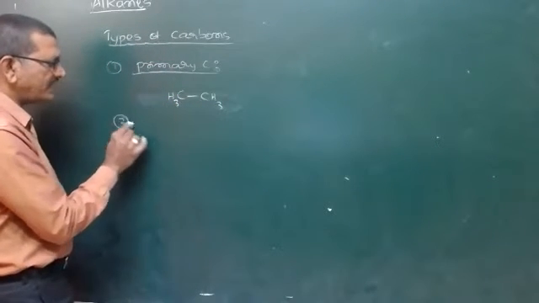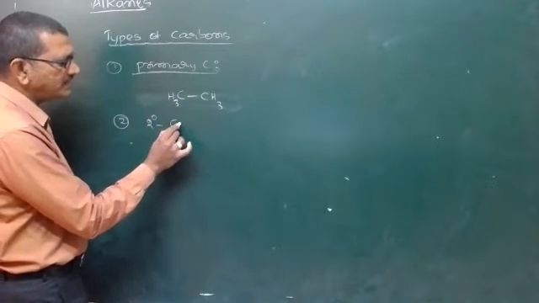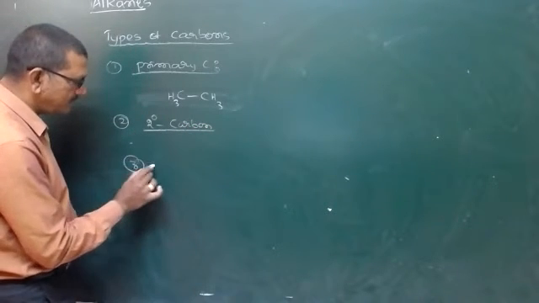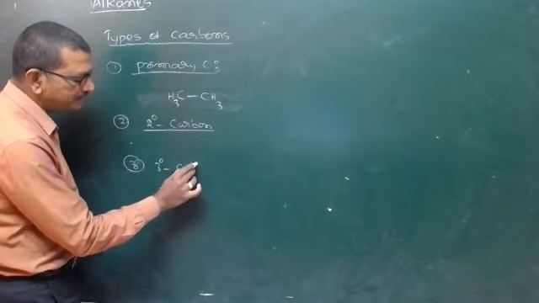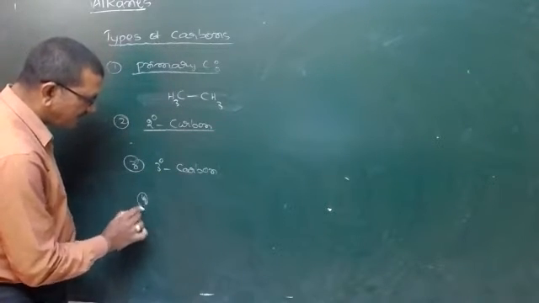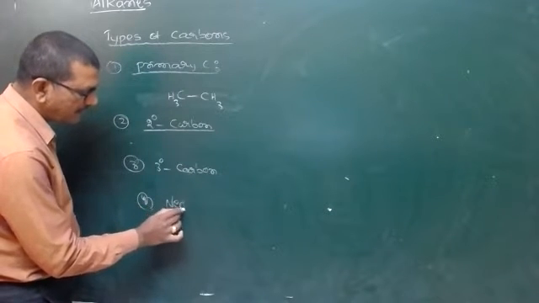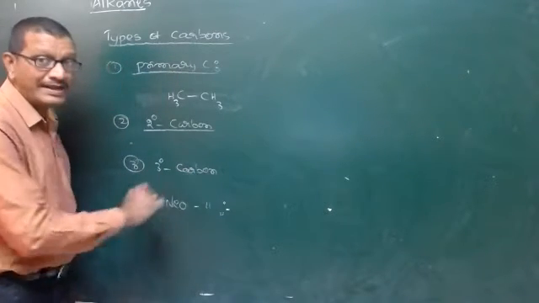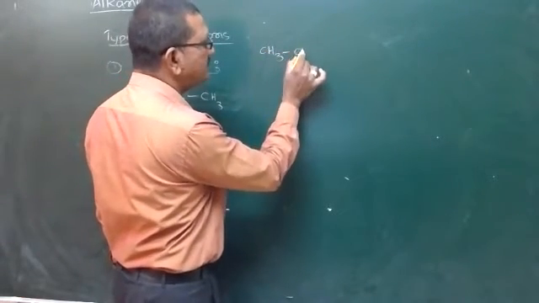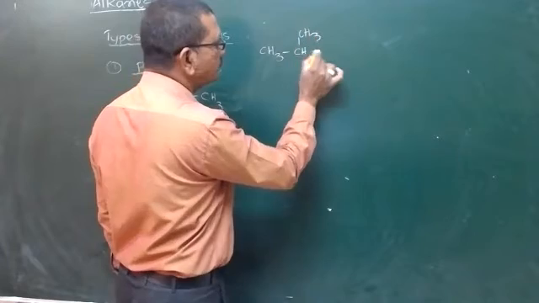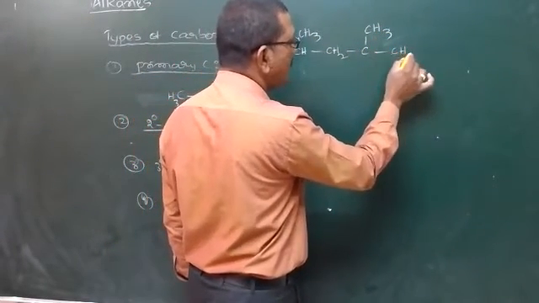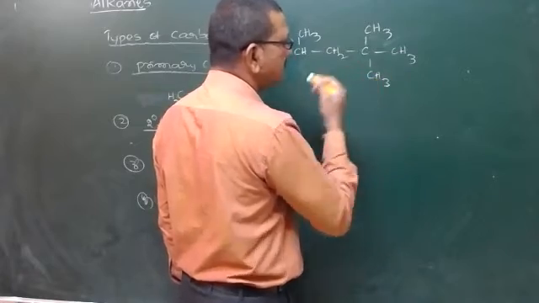The carbon which is linked with 2 carbon atoms is called a secondary carbon. The carbon which is linked with 3 carbon atoms is called a tertiary carbon. The carbon which is linked with 4 carbon atoms is called the neocarbon or quaternary carbon. Then if we take one example here, with CH3, CH3, CH2, CH3 and CH3, next one CH3. So this is the example.